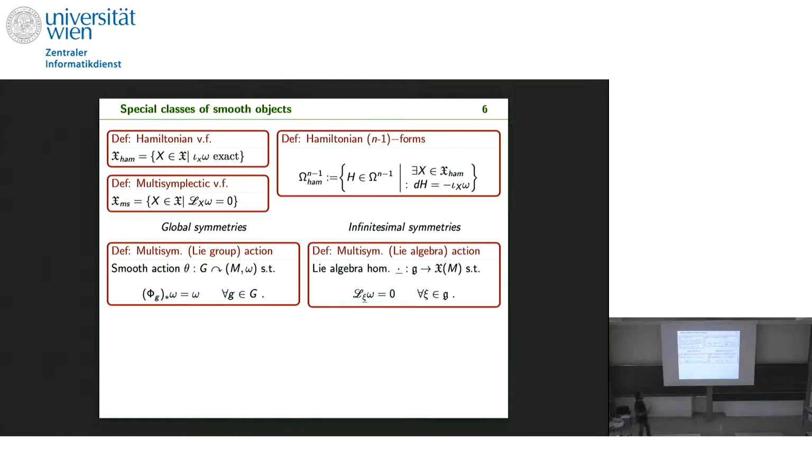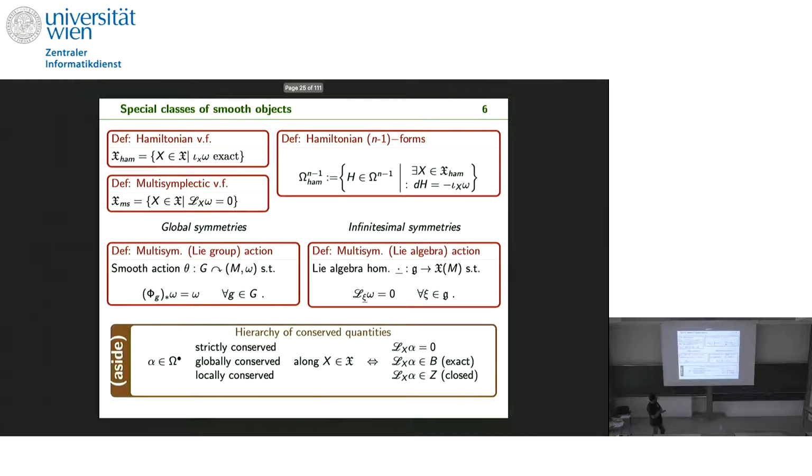So another fairly easy observation is that if you fix a multisymplectic form, it's natural to characterize actions that preserve the structure. So you can talk about multisymplectic Lie group actions. These are smooth actions such that they preserve the differential form. And also you can talk about infinitesimal Lie group actions or multisymplectic Lie algebra actions. So these are Lie algebra morphisms from the Lie algebra of a Lie group to the space of vector fields over M, such that all the fundamental vector fields preserve omega.